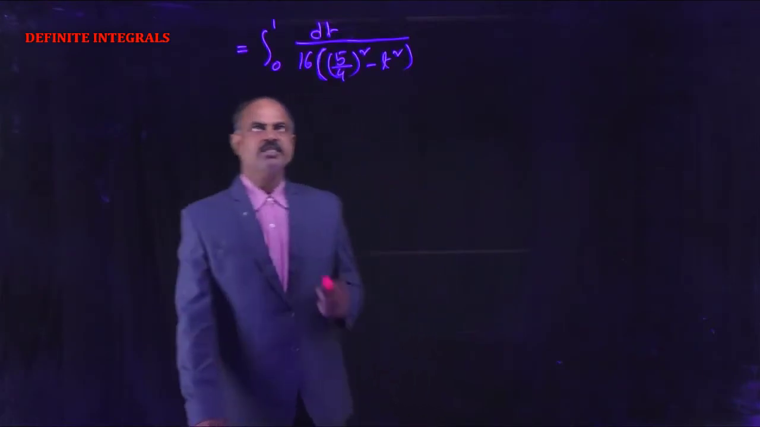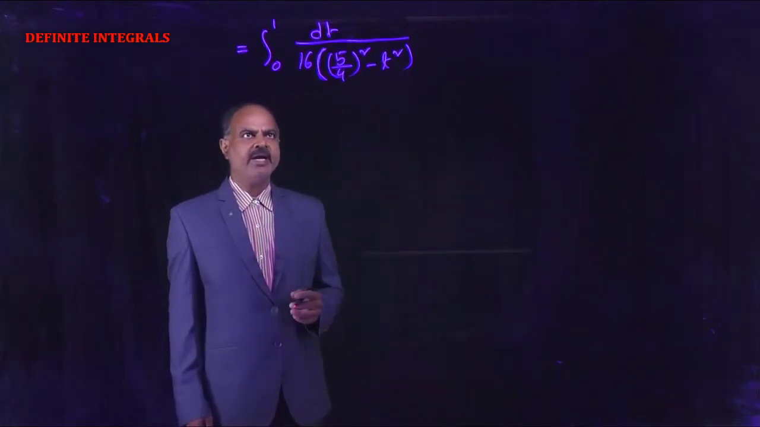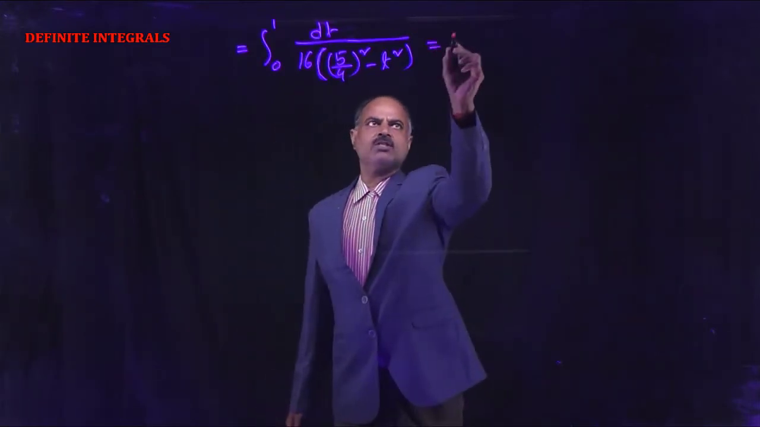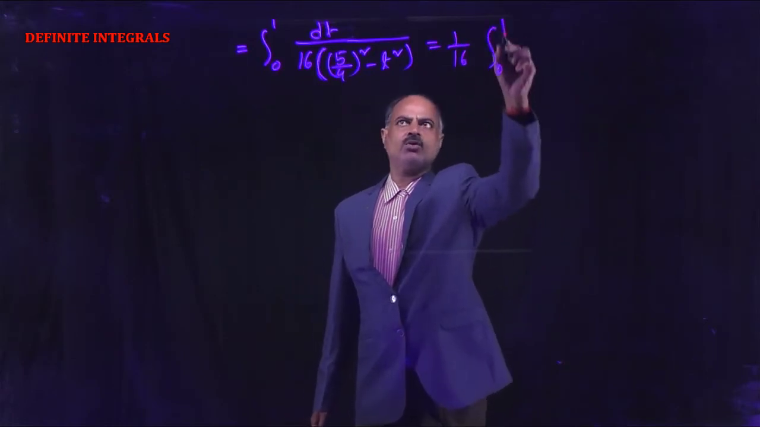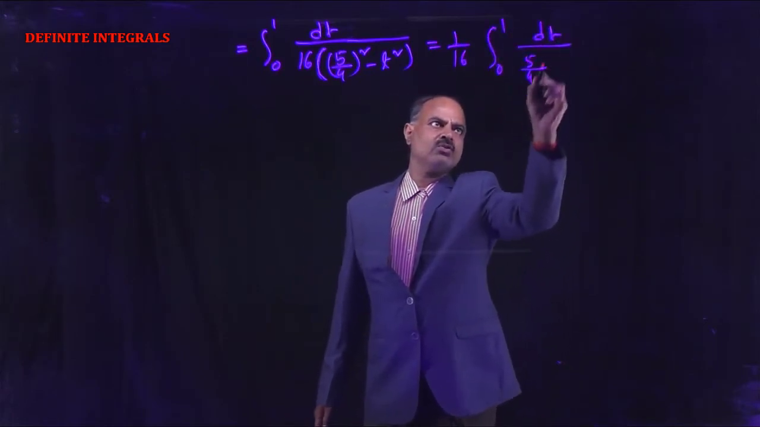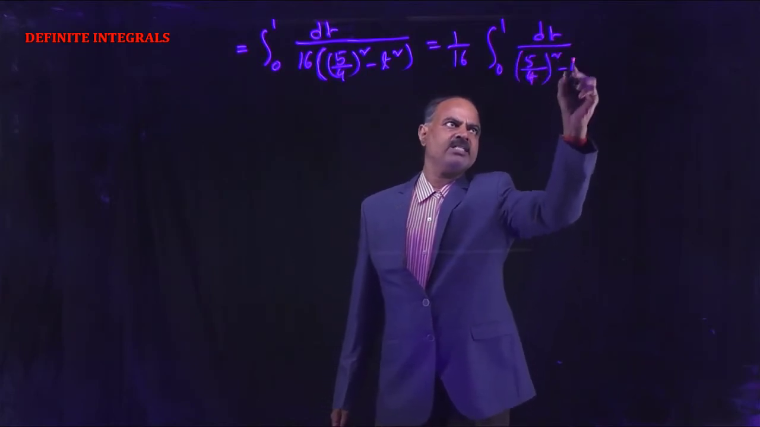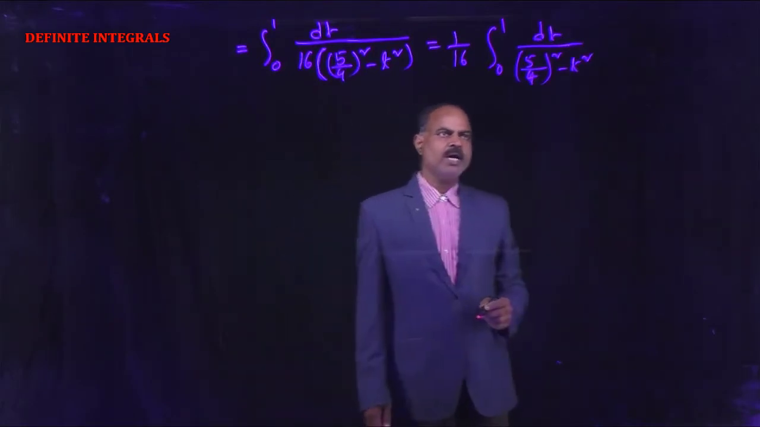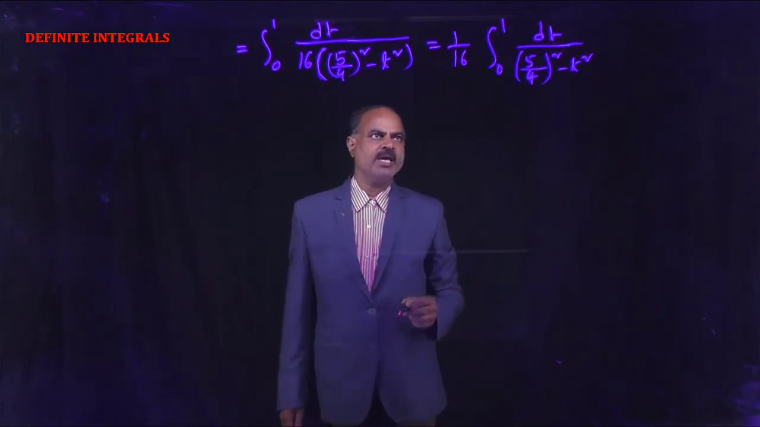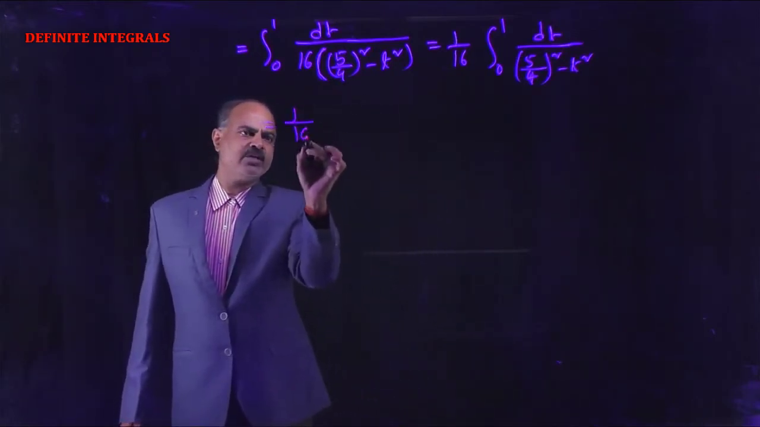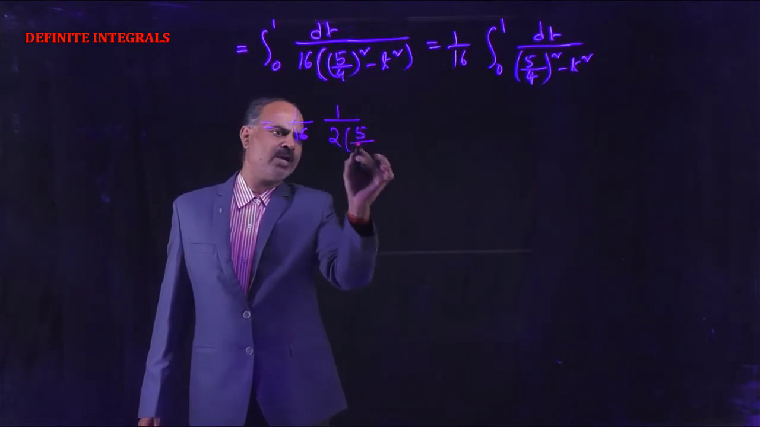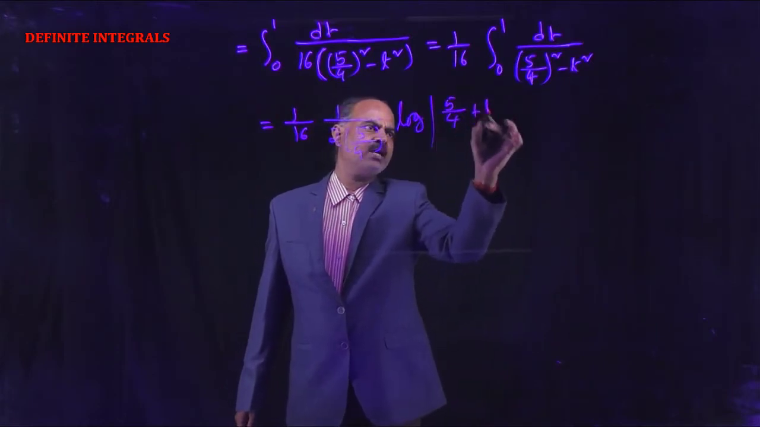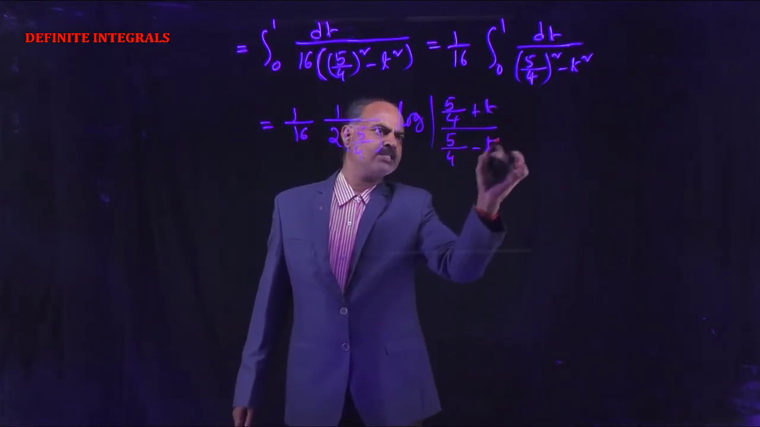Next, this is equals to integral 0 to 1 dt by 16 into 5 by 4 whole square minus t square. Now this is equals to 1 by 16 into integral 0 to 1 dt by 5 by 4 whole square minus t square. Now this is of the form integral dx by a square minus x square. Formula is 1 by 2a log modulus of a plus x by a minus x. So here 1 by 16 into 1 by 2 into 5 by 4 into log modulus of a plus x by a minus x.